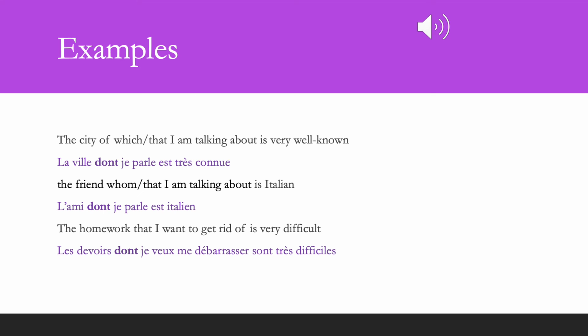So let's have a look at some examples. La ville dont je parle est très connue. So you have a dont here because if you flip this round, it would be je parle de la ville de Londres or whatever, et elle est très connue. Okay, so if you flip it round, you're saying la ville dont je parle, the city of which I'm talking about, or the city I am talking about is very well known. Okay, in English, it's not necessarily something.